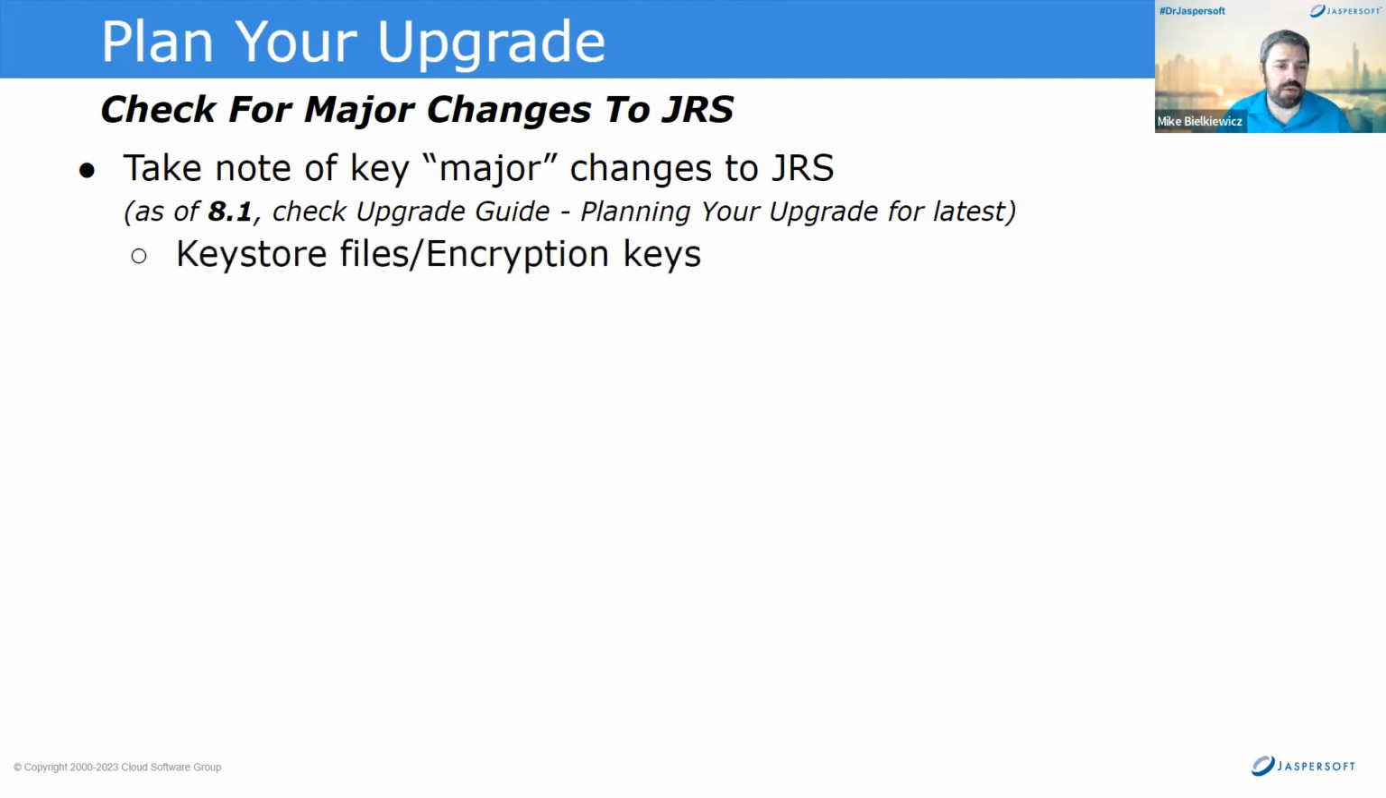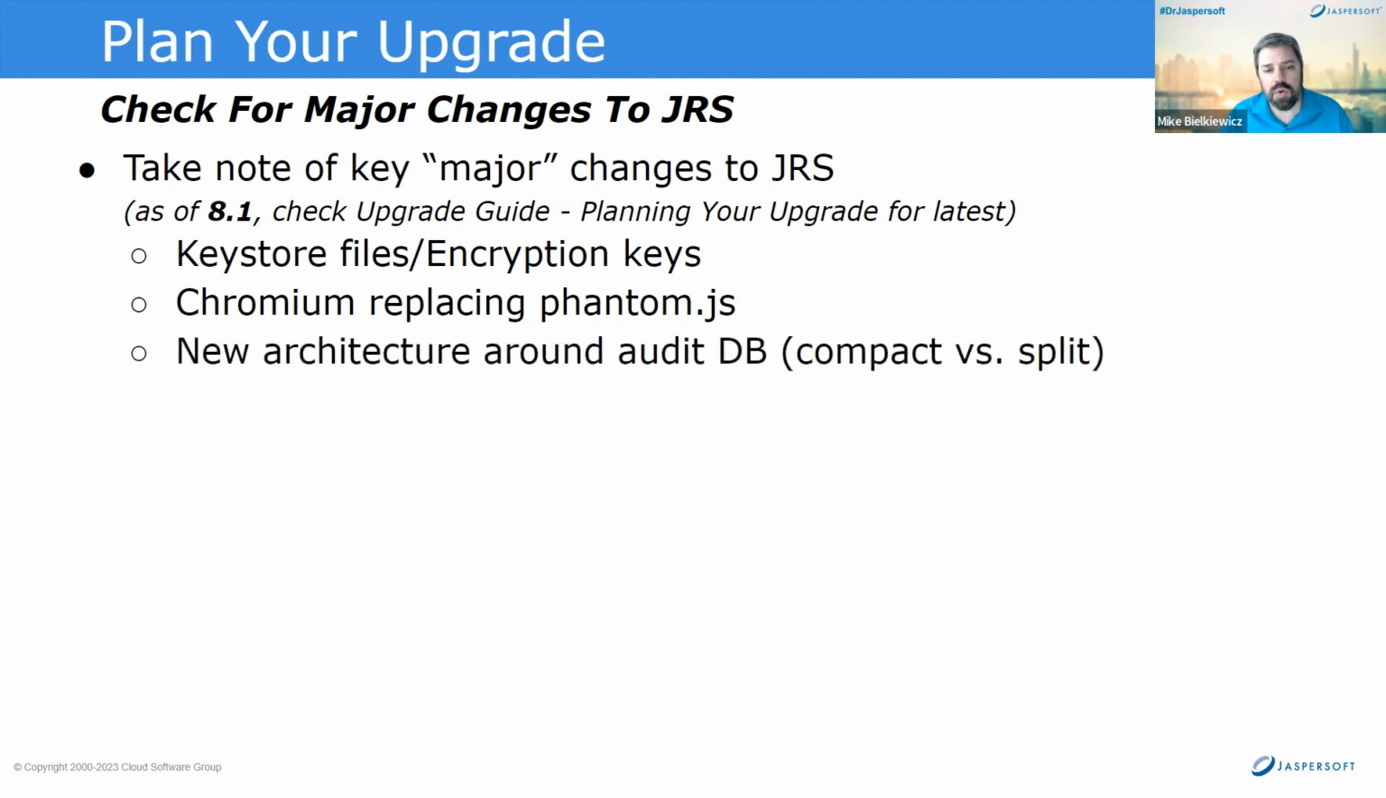Some of the things we've seen as far back as 7.5, but does get some changes throughout all the versions, is the key store files, how we handle the key store files and the encryption keys. We'll talk about that when we get to our recommended approach a little bit later on. Another one is that we used to use phantom.js to do some exports of reports and stuff, and we've replaced that now with Chromium. So you want to make sure that you're addressing that when you come up to the later versions.